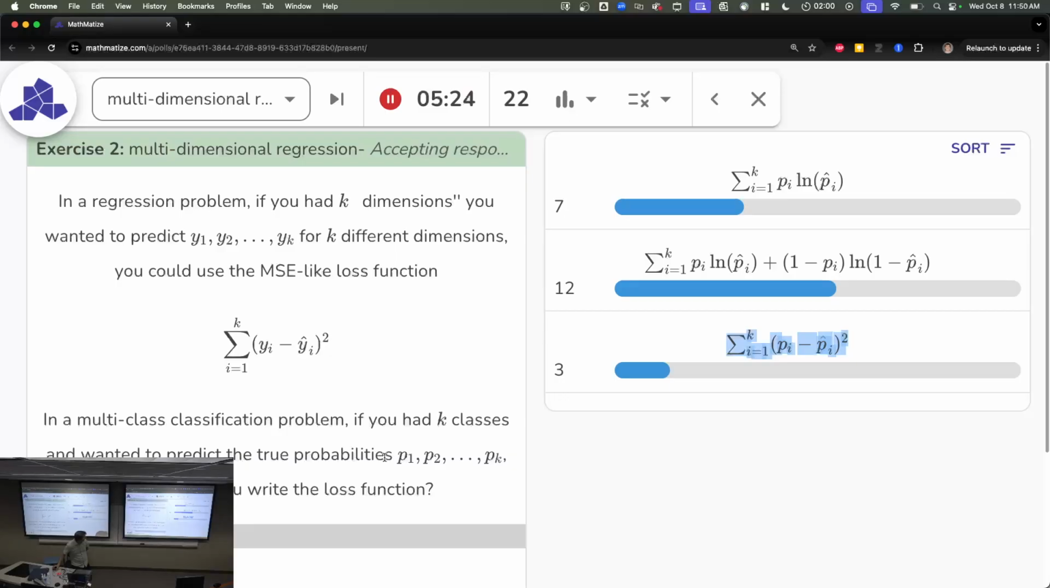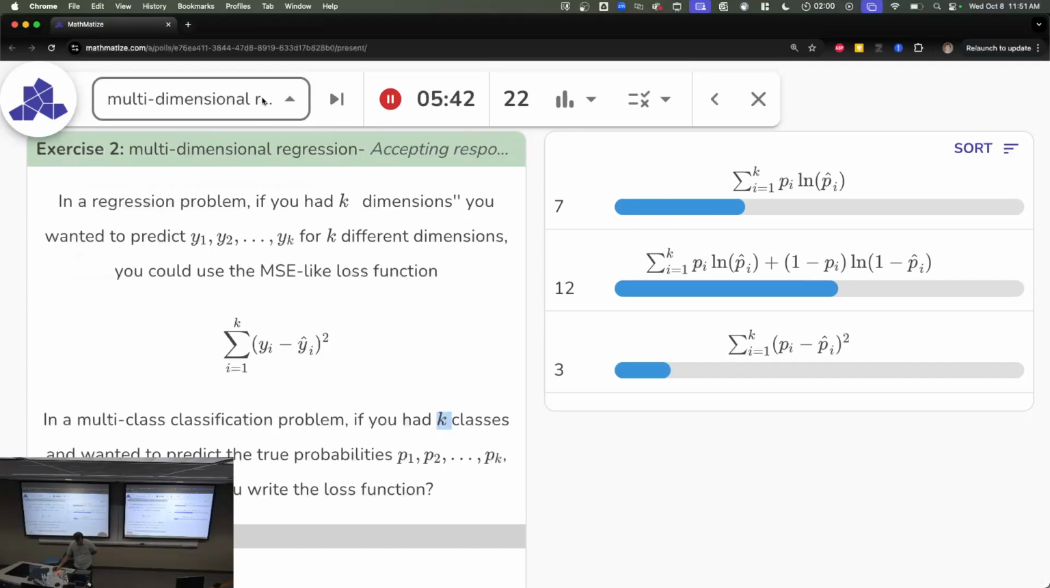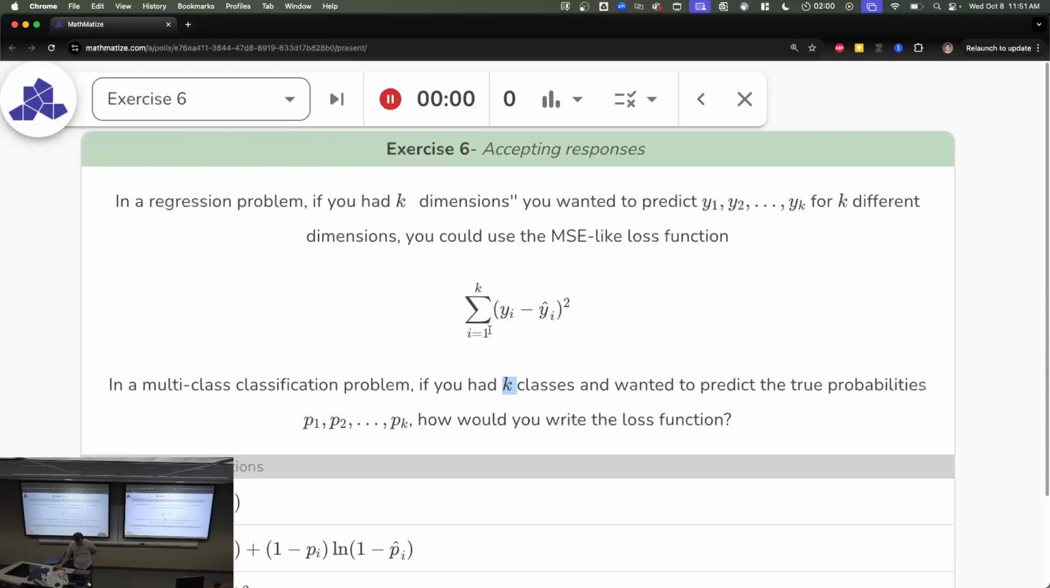I think a good way to think about it is what happens when there's only 2 classes. If k equals 2, which one will give the formula that we had before? That's a good way to think about it. Let me give you that hint, and I will set you loose once again to try and do it another time. Let's see if we can get a consensus.